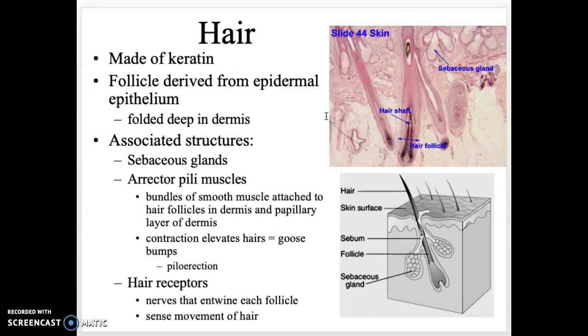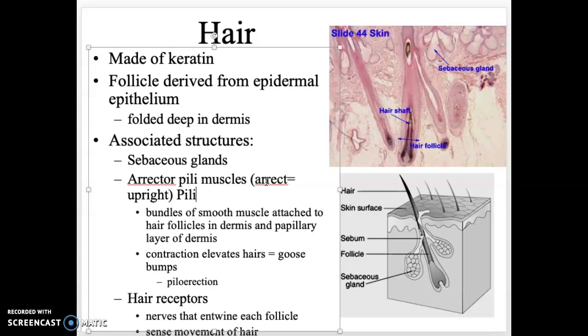So hair, the follicles start within the dermis here, and then you can see the sebaceous glands, the oil glands, right next to it. And then there's this really cool muscle called the erector pili muscle. So erect equals upright, and pili equals hair. So this is what makes hair stand upright, and this is what gives you goosebumps. There are also nerves that wrap around the follicle of the hair that can sense the movement.